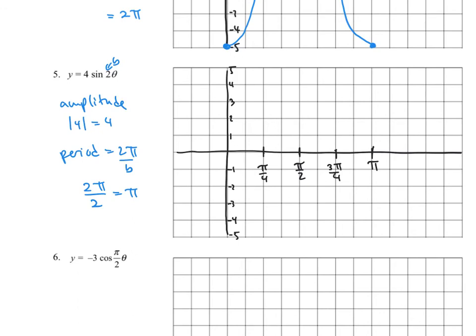So for 4 sine 2 theta, there's no reflection about the x-axis because our a value is positive. Our sine function starts at the origin. Since it's not being reflected, it's going to first go up to a maximum point at our first tick mark, back down to the x-axis, down to a minimum point, back to the x-axis, and that will be one cycle of this function. And it keeps going, but we're only doing one cycle.